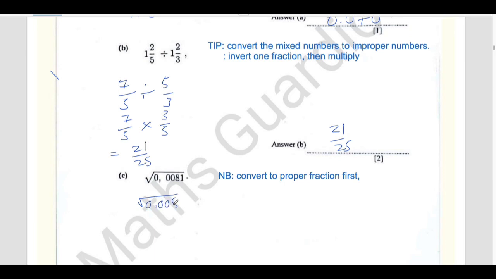So let's convert 0.0081 to a proper fraction. We can put a 1 where there's a comma and count the number of decimal places after the 1. So that's 1, 2, 3, 4. It means that the 1 has 4 zeros. So 0.0081 can be written as 81 over 10,000.